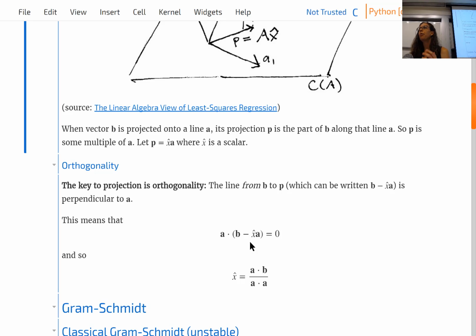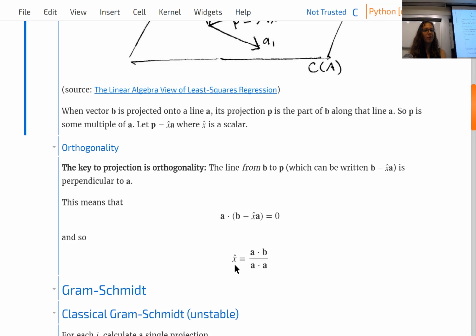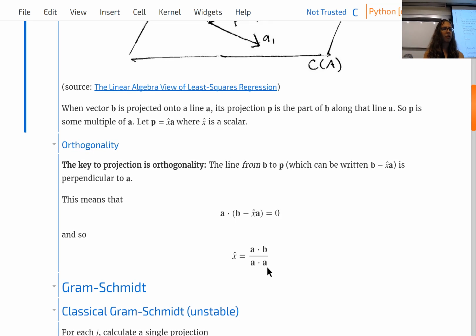They're not necessarily going to have length 1, but they're orthogonal to each other. And so then to find what the scalar is, you can do A dot B divided by A dot A. Questions on projection or orthogonality? And Trefethen has a whole section on projectors in the first part of the book, since it is a concept that shows up a lot in numerical linear algebra.